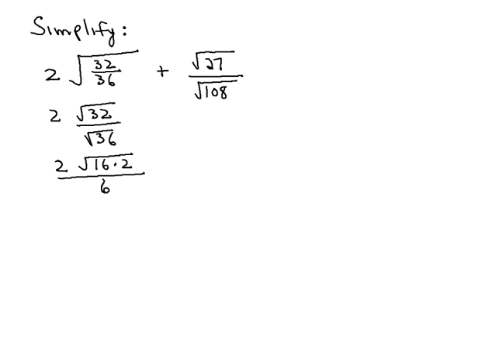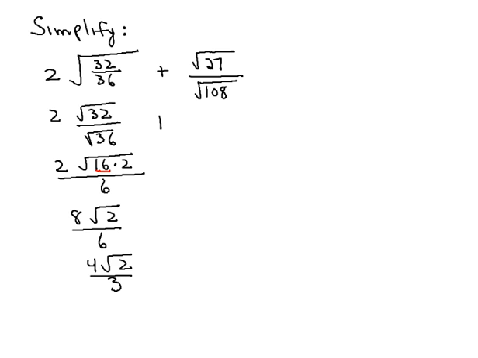Now the square root of 16 inside will come out of the radical as 4, and that 4 then multiplied by the 2 in front will give us then 8 times the square root of 2 all over 6. Now if we reduce that a bit, we can divide a 2 into the 8 and a 2 into the 6, so we'll then have 4 times the square root of 2 then all over 3.